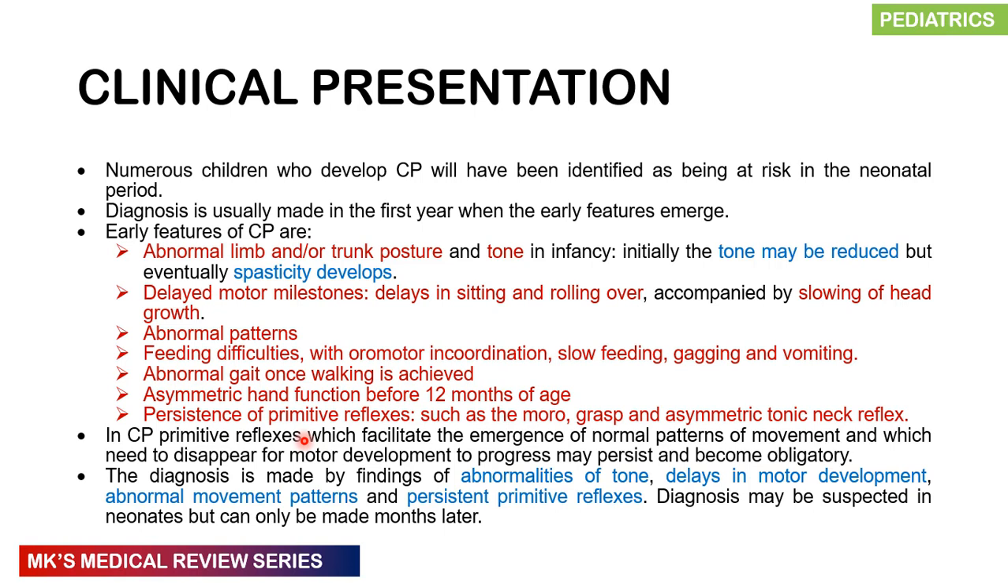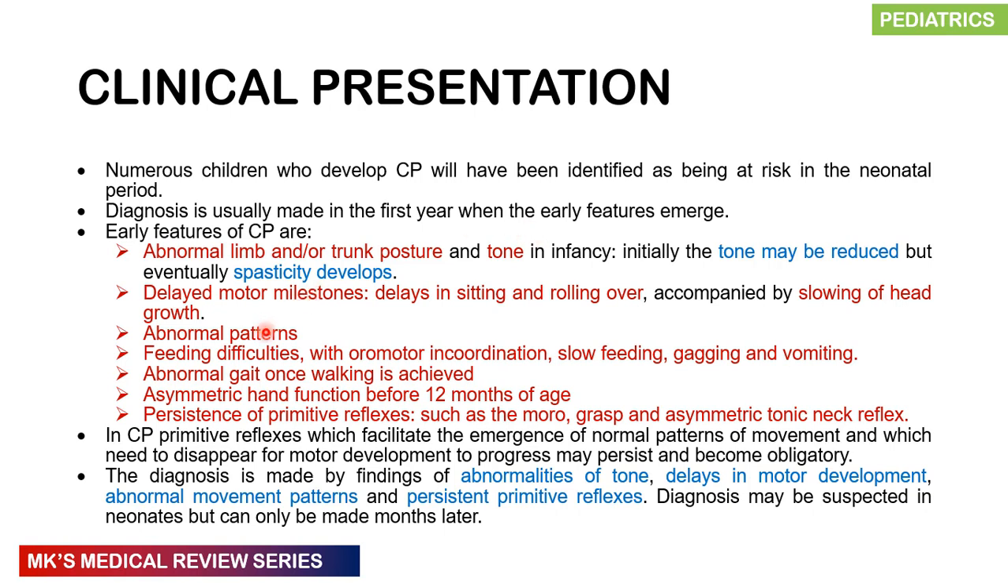Usually the first thing that you often notice in this child is that they're going to have delayed motor milestones. That's if they weren't admitted prior to the hospital or they haven't been coming for review. So most of the times they'll have delayed milestones. So they'll have a delay in sitting and rolling over. It may even be accompanied by a slowing of the head growth. They may also have abnormal limb and trunk posture and tone, especially during infancy, during the first year of life. So initially the tone may be reduced, so they may be hypotonic, but eventually they will develop some spasticity.